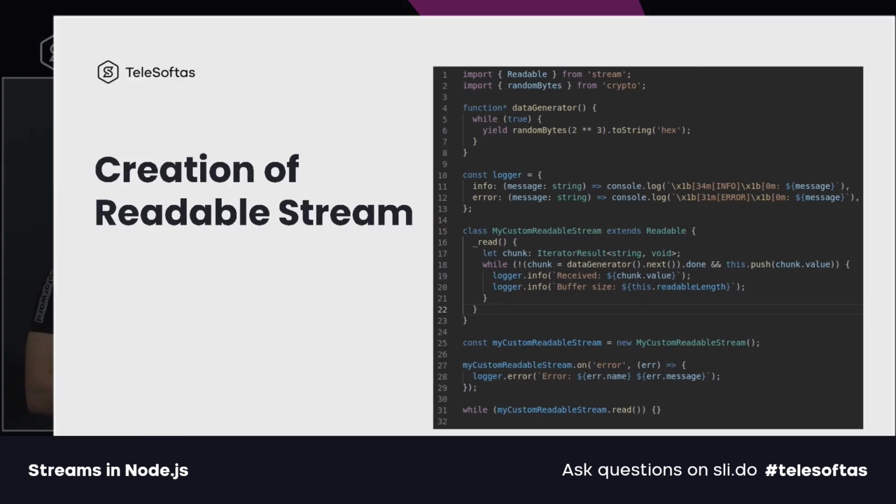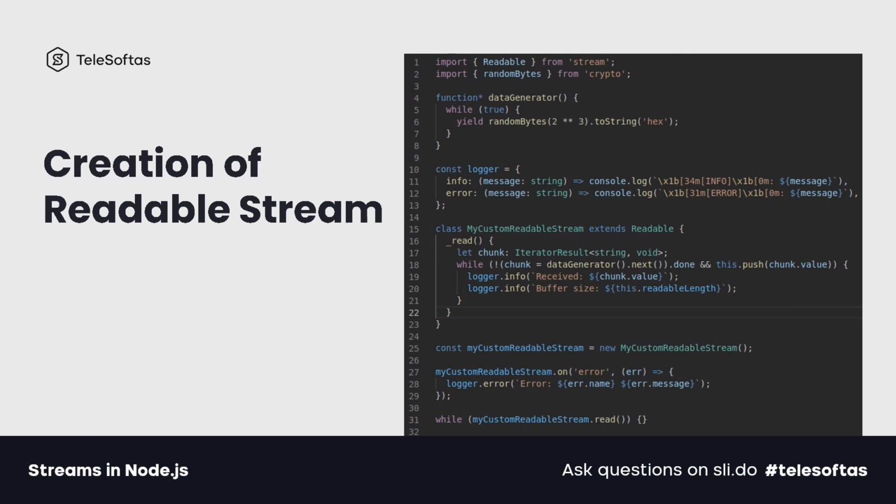So let's start from the top. First of all, in order to create a stream, we need to import the original class of readable stream, which we can do from the stream Node.js library. In this example, I will also use a random bytes function from crypto.